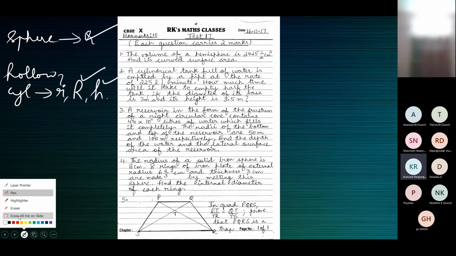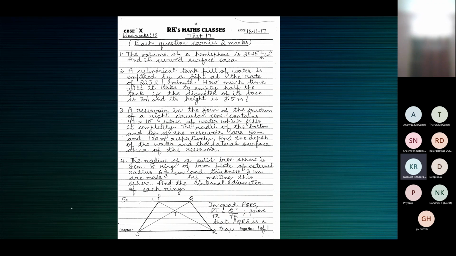Now this sphere is melted and converted into 8 rings. That means the material, all the iron in the material is iron, right? This iron is melted. The sphere is melted and it's converted into 8 identical rings. So it's just that it's taking a different shape now, but the volume of the iron will be the same in both the cases.